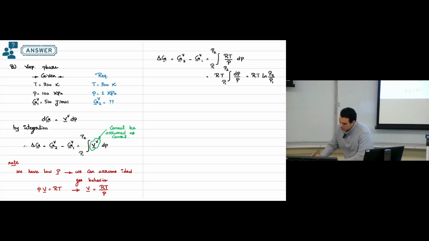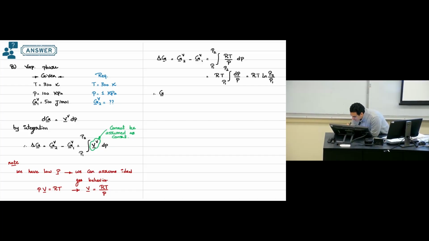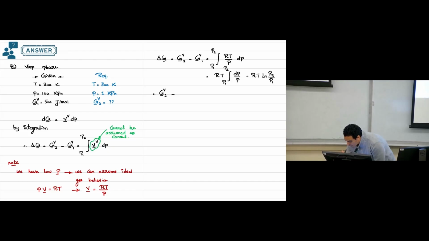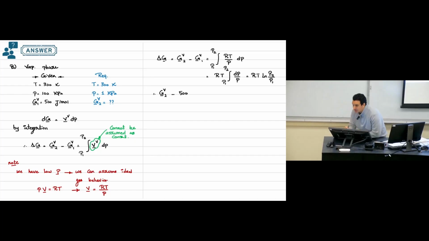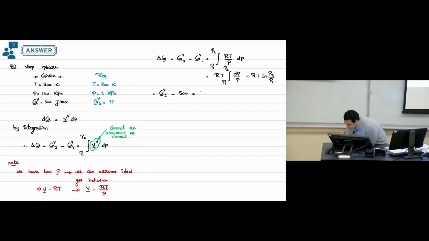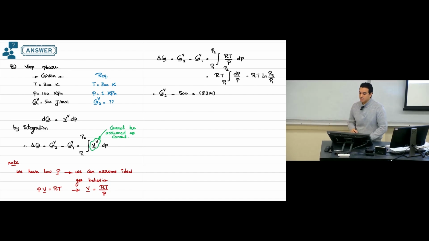Then let's put all the information here. The molar Gibbs free energy for vapor at case number 2 minus the molar Gibbs free energy of vapor at case number 1 is given as 500 joule per mole. It's in the SI system, so there is no need to convert any units. R, the ideal gas constant, is 8.314 joule per mole Kelvin, so no need to convert this one.